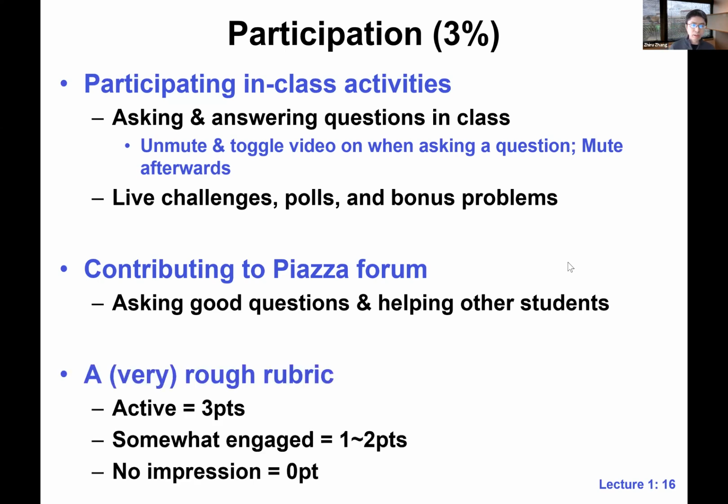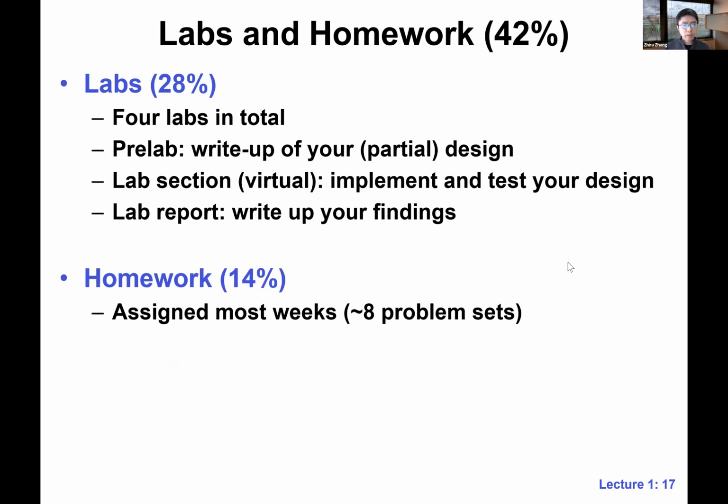You can ask questions and help other students. So here's a very rough rubric. If you trust my memory, I tend to be able to remember names if they're actually very active. So you're going to get 3 points, 2 points. And if you're someone engaged, 1 to 2 points. If you happen not to be able to contribute to this in-class discussion, also Piazza, then unfortunately that's going to be a no impression, 0 points. And more about the labs.